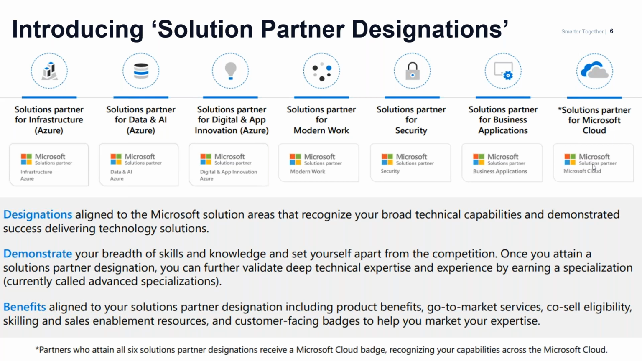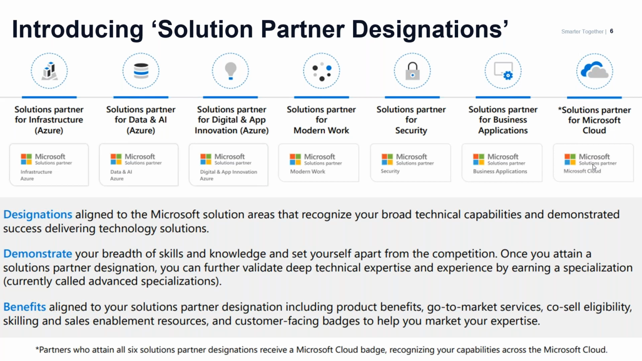The 7th one, the solution partner for Microsoft Cloud, is sort of a bonus one. If you achieve all 6 of what you see on the screen, you will be automatically assigned the solution partner for Microsoft Cloud as, I guess, a sort of thank you, as an overriding one, which is you have excelled in every area.